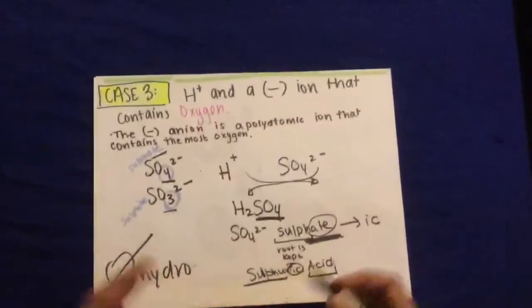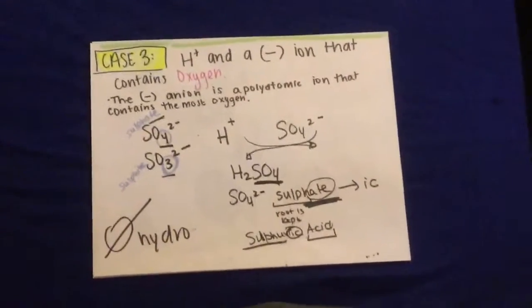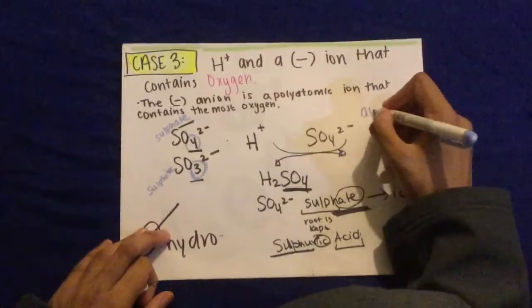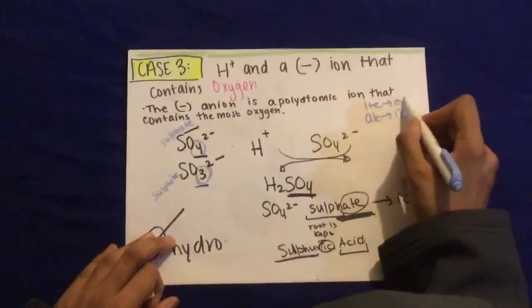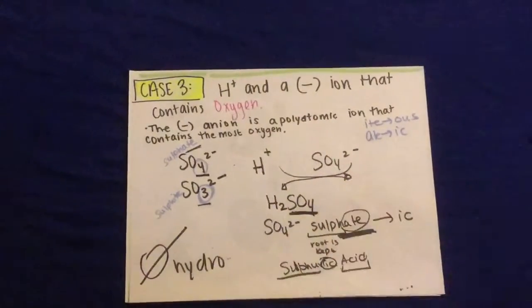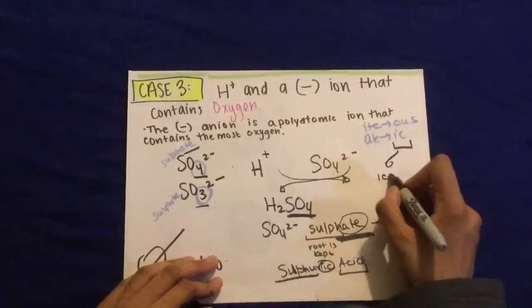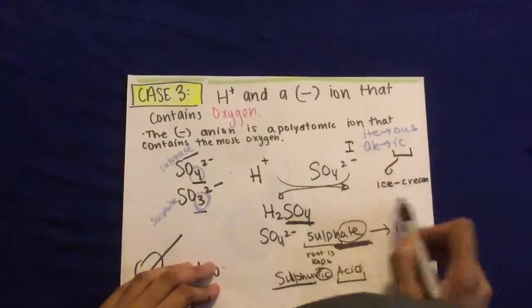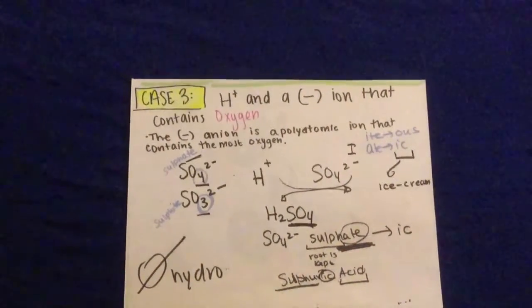And obviously you have to add that it's an acid because you need to state what type of substance it is. How do you remember that ATE becomes IC and ITE becomes OUS? Well, I can tell you a way to remember how ATE becomes IC. IC could stand for ice cream. I ate ice cream. That's how I remember it. ATE, IC. I ate ice cream.